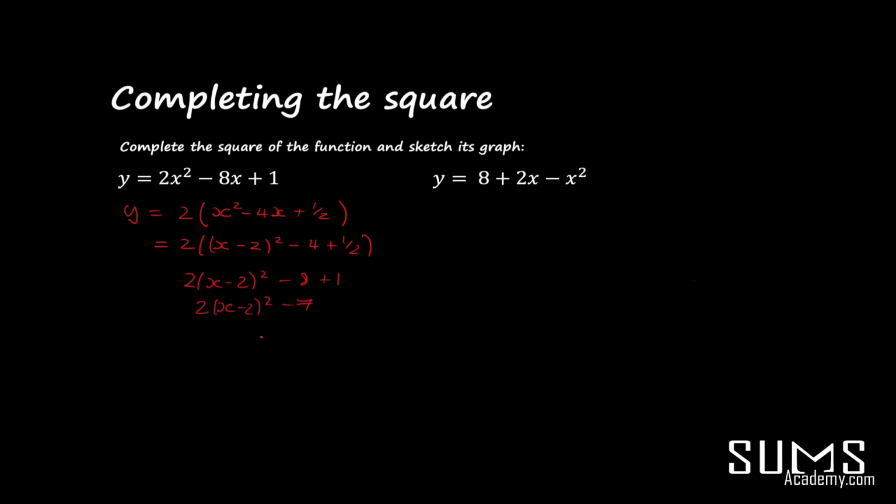Okay, so if we sketch this graph, what's it going to look like? Again, it's a minimum turning point, so it's going to have its minimum at 2, minus 7. Minimum point here. And where is it going to cut the x-axis? Well, it's going to cut the x-axis at plus 1. So it's going to look something like this.